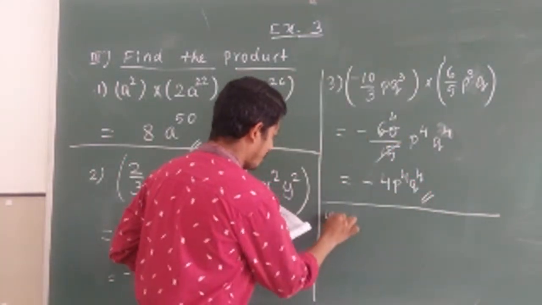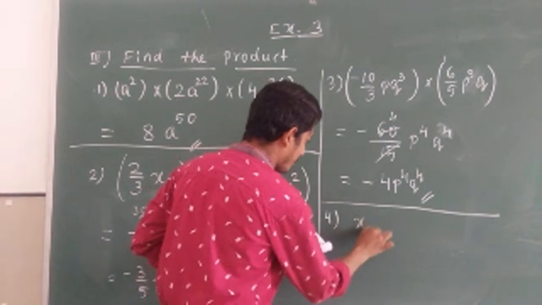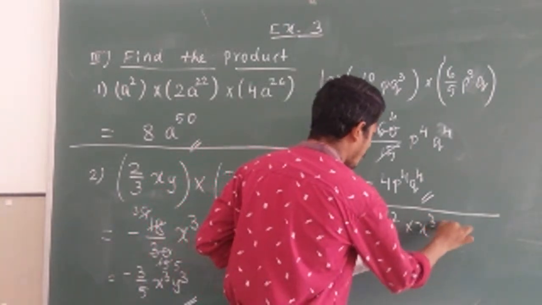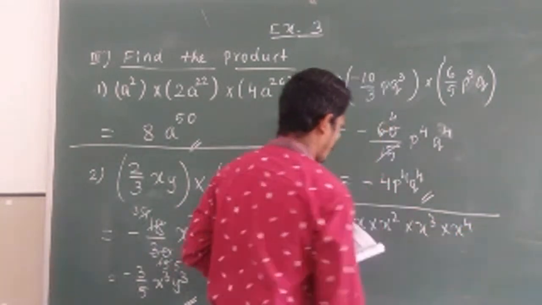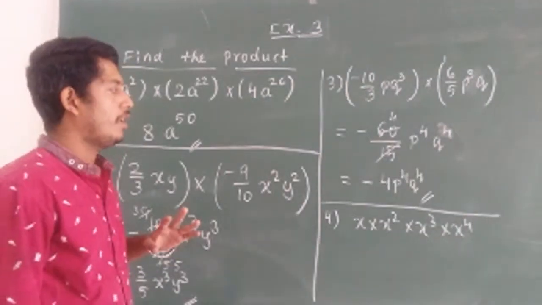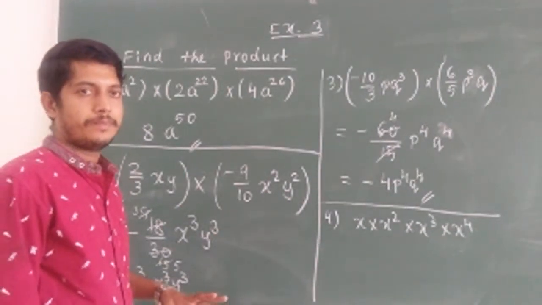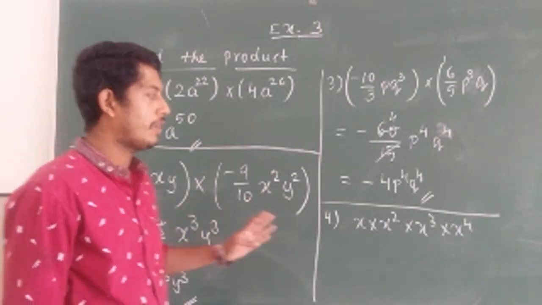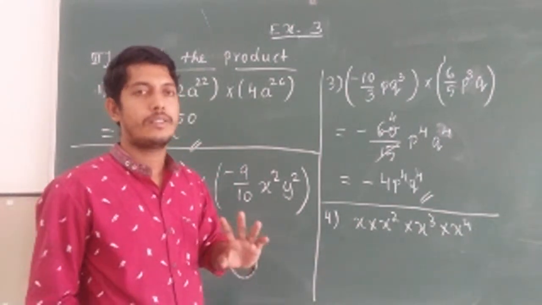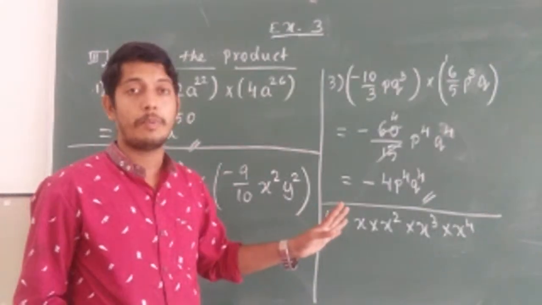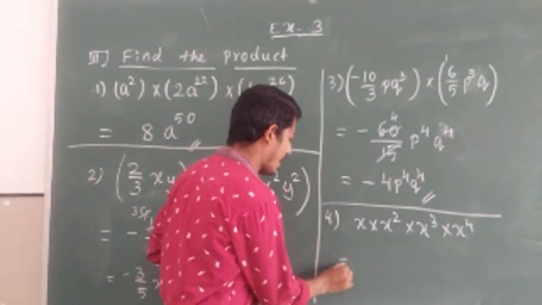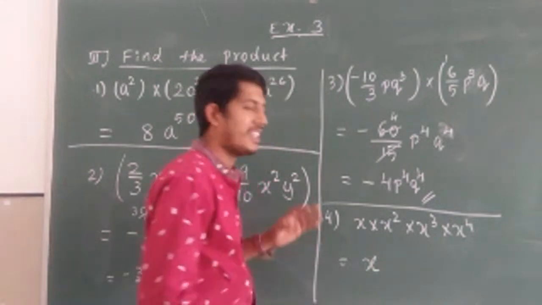The fourth problem, that is x into x square into x cube into x raised to 4. Again we have to multiply this. Here in all the four terms the base term is x. There is no difference in sign and no constant terms are present, only variables and exponent values are present. So we will directly write the base as x.